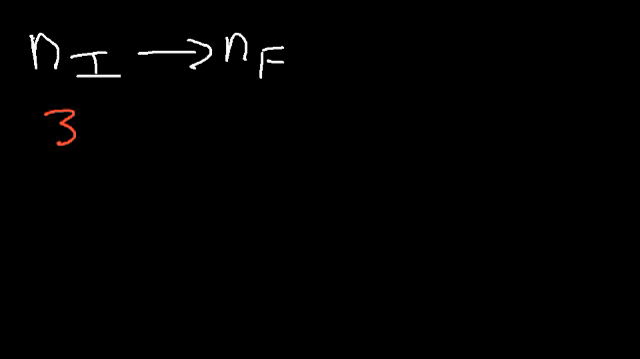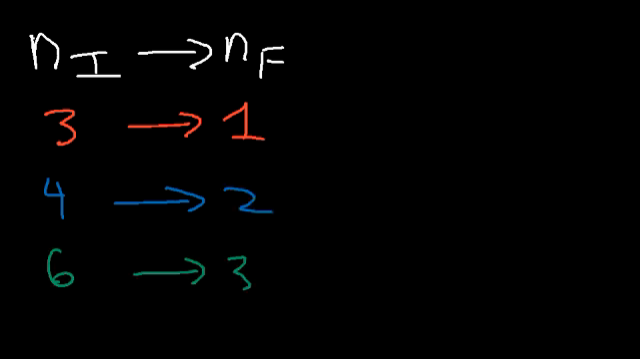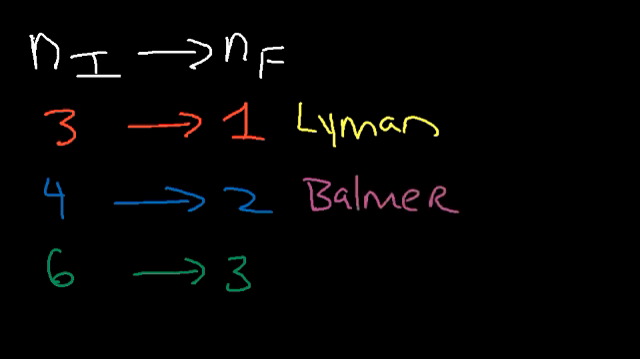So consider the following electron transitions. On the left side is going to be the initial energy level and the final energy level. So let's say if an electron falls from the 3rd energy level to the 1st, and let's say if it falls from the 4th to the 2nd, or from the 6th to the 3rd. So anytime the electron falls to the first energy level, it's associated with the Lyman series. And if it falls to the second energy level, it's part of the Balmer series. And if it falls to the third energy level, it's related to the Paschen series.